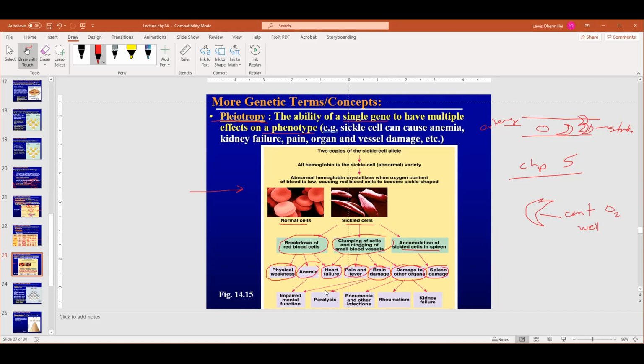And then this could lead to other phenotypic effects like impaired mental function, pneumonia, rheumatism, kidney failure, paralysis, and so on. So one single gene, one mutation in hemoglobin, one of the subunits of hemoglobin, can lead to all these different phenotypic effects. So that's an example of pleiotropy. A single gene has multiple phenotypic effects. All right.